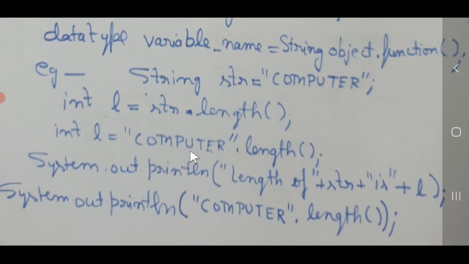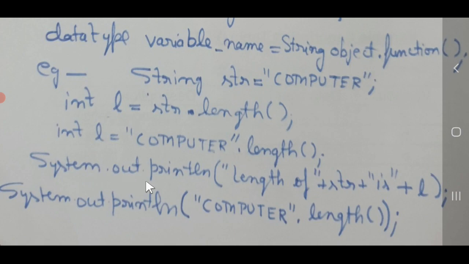1 2 3 4 5 6 7 8. So 8 characters in the string. So this is the length of the string object. Students, after that we have here a string: System.out.println("length of " + str + " is " + l). Whatever you have taken as a string, in double quotes, is plus l.